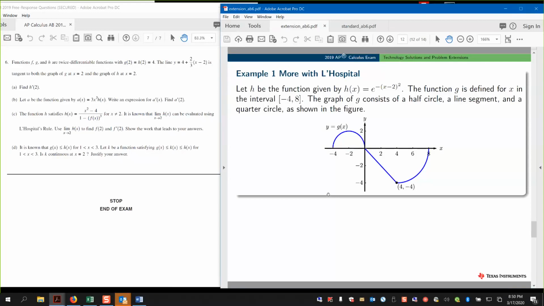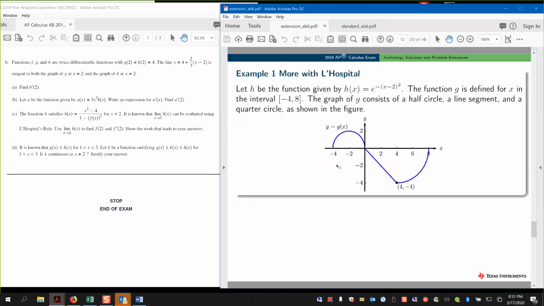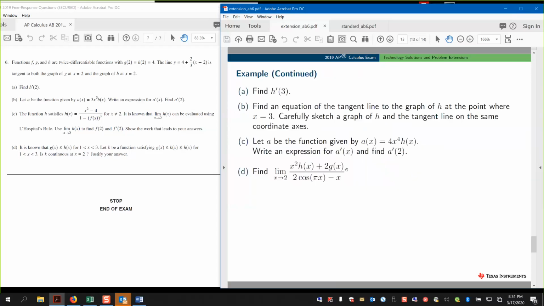Given this setup, I have 4 different questions here, very similar to what we just did with AB6. See if you can find h prime of 3, find an equation of the tangent line to h at x equals 3, and sketch a graph of h and the tangent line. Here's a new function a. This sounds familiar. Find a prime of x and a prime of 2. And here's a little bit more complicated function where you have to find this limit. Notice that both h and g are in here. And remember that g was given graphically, so I don't have an analytical expression for g. I suppose I could find one, but I should be able to use the graph to evaluate that limit.